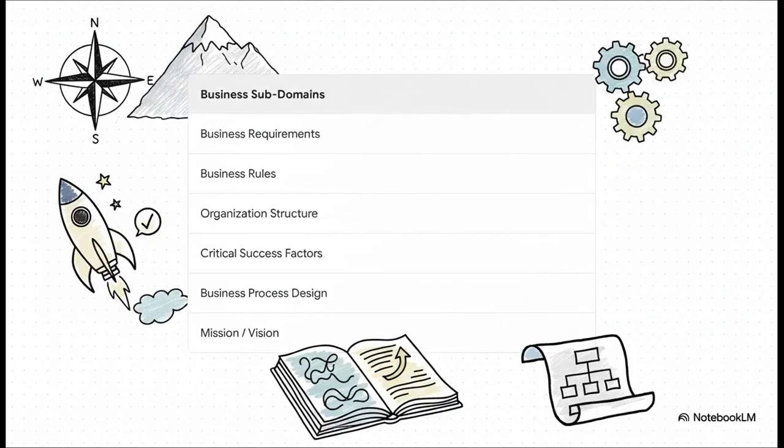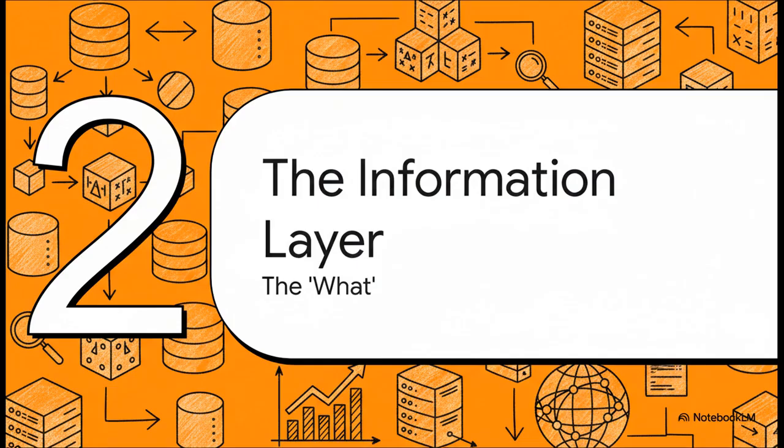So what's actually inside this layer? Well, you've got things like the company's mission and vision, its org structure, the specific business requirements for a project, and those critical success factors that tell us if we've actually won. Basically, this layer defines the destination. Okay, with the why totally established, let's move down one level to the information layer.